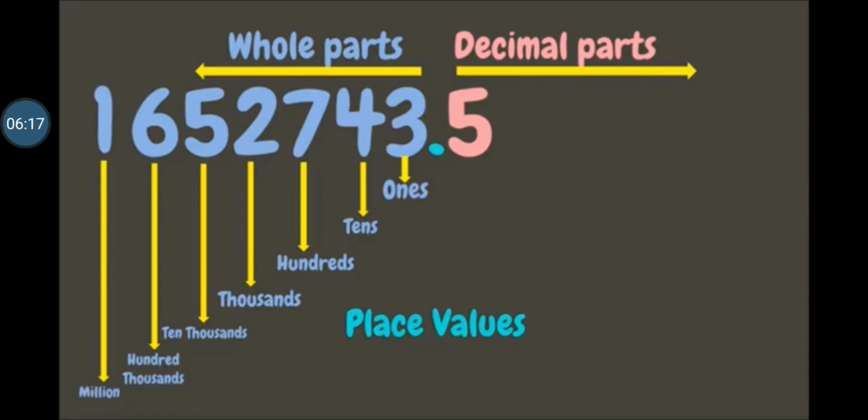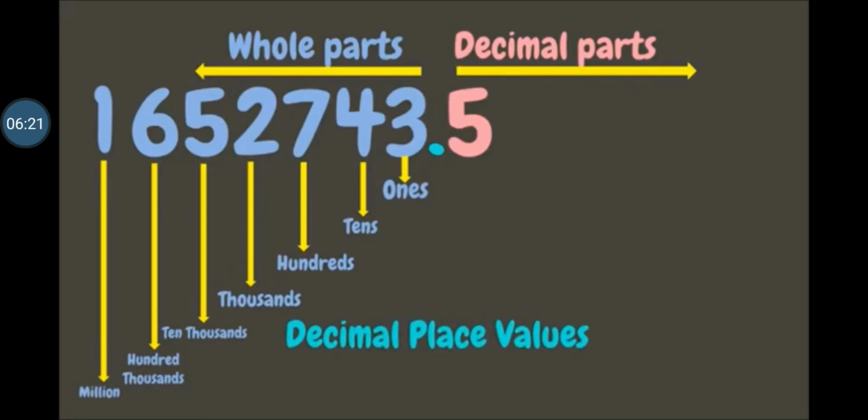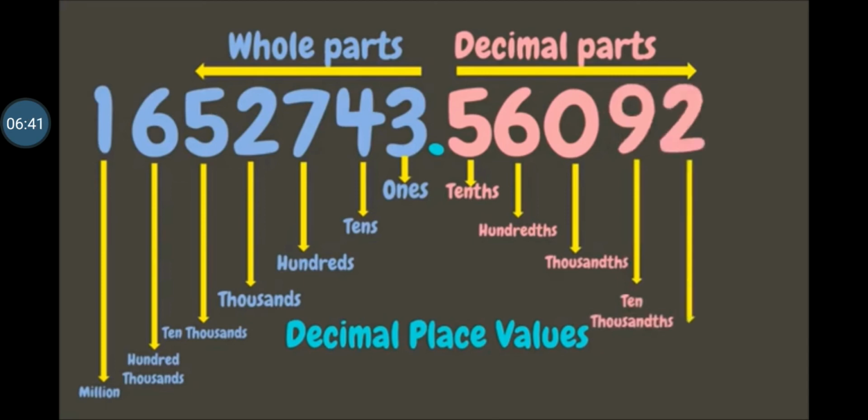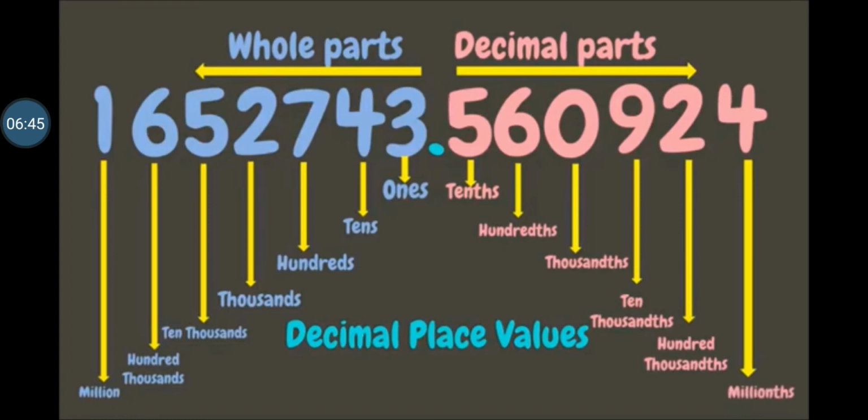In the same way, the digits in the decimal part also have place values, as the first digit has the place value of tens, then hundreds, thousands, 10,000s, 100,000s, millions, and so on.